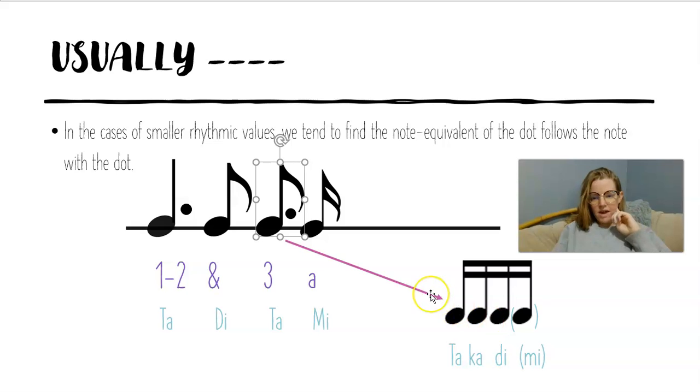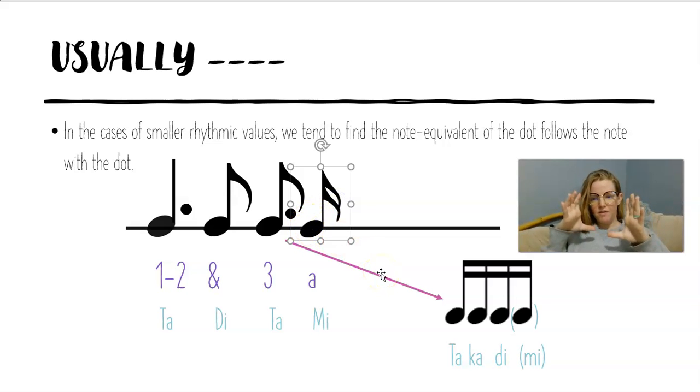So we're thinking in our head, and for our takadimi syllables, our 16th notes are takadimi for all 4. We have this dotted eighth note, which is worth 3 of them. So you're thinking in your head, takadi, and then the 16th note followed by it is mi to complete our 3 full beats. Then if we had something else, we'd move on to 4 or to the next measure.